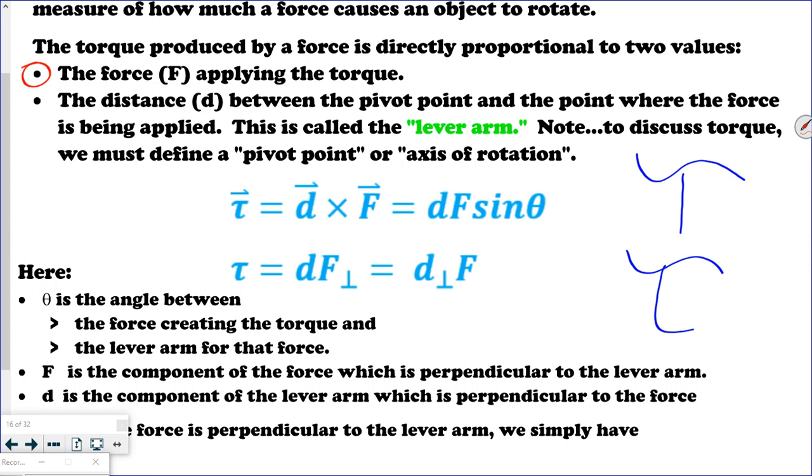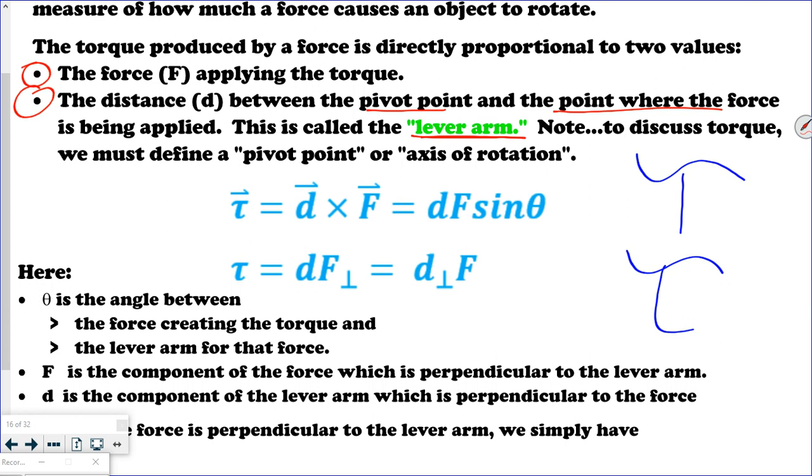Okay? So anyway, the torque is dependent on how much force is applied. It is also proportional to the distance between the pivot point and the point where the force is being applied. All right? That distance is usually called the lever arm. And it brings up an important point, which is this. If you want to talk about torque, you have to talk about your pivot point, okay? The torque acting on an object about one pivot point is not the same as the torque about a different pivot point. So you have to consider that pivot point, all right?